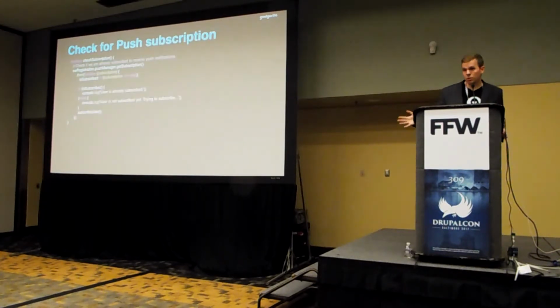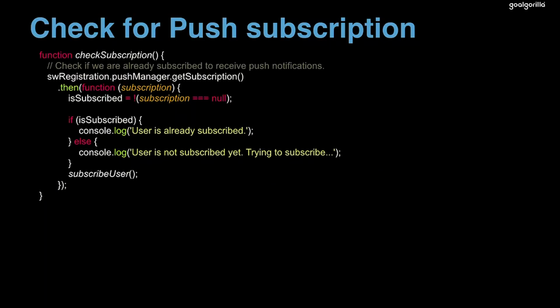And the next step for us is creating a push subscription. Because we want to enable push notifications, we also have to check if your browser can actually handle push notifications. So that's what we do here for your user. We ask the push manager for a subscription. If it's not already there, we're going to try and create a new one. That's the subscribe user function you see there at the bottom.